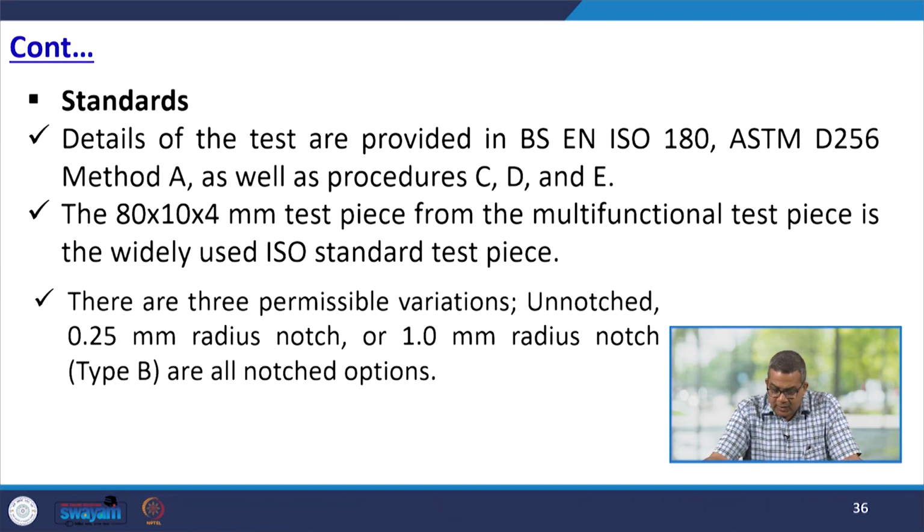There are various standards attributed to this. Now, details of the test are provided by the British European standard ISO 180 and ASTM D256 method A, as well as the procedures C, D and E. The 80 by 10 by 4 mm test piece from the multifunctional test piece is the widely used ISO standard test piece. There are three permissible variations: unnotched, 0.25 mm radius notch, or 1.0 mm radius notch type B.